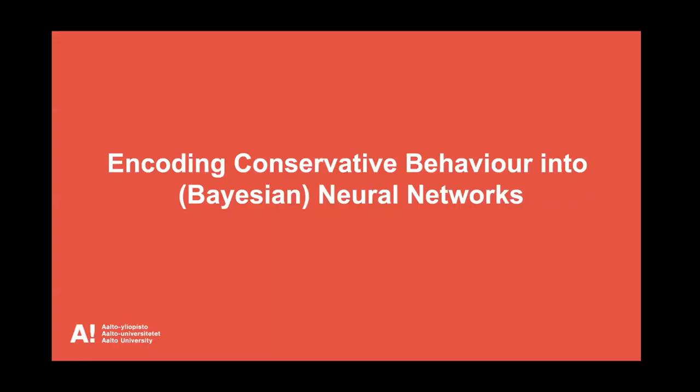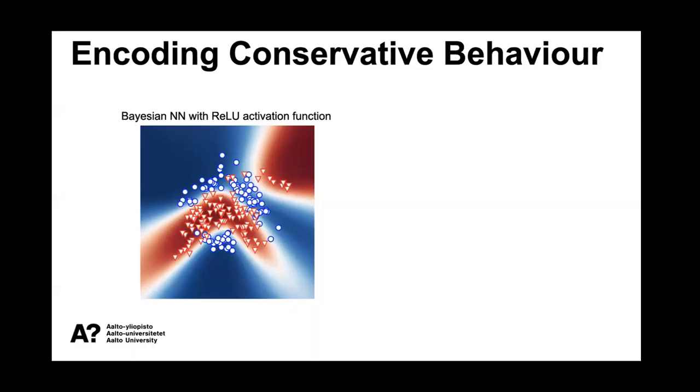Okay, so first I'm going to talk about encoding conservative behavior into Bayesian neural networks. I said at the beginning, one issue is often that neural networks tend to be overconfident. If we look at this picture here, this is the result of a Bayesian neural network that uses ReLU activation functions. This is the standard activation function used in the literature.